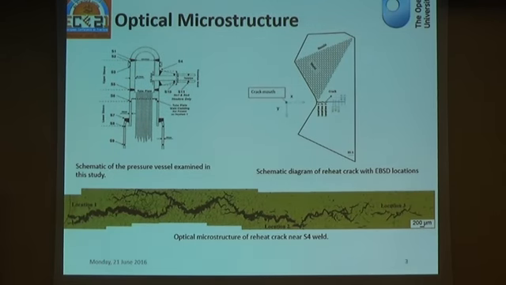So this is the component which was removed from a power plant because of the formation of a reheat crack at weld S4. You can see the crack, and this is the weld. And this shows the optical image of the reheat crack around the weld. It's very clear from the optical images that the crack is basically not continuous in nature, and it's also intergranular.